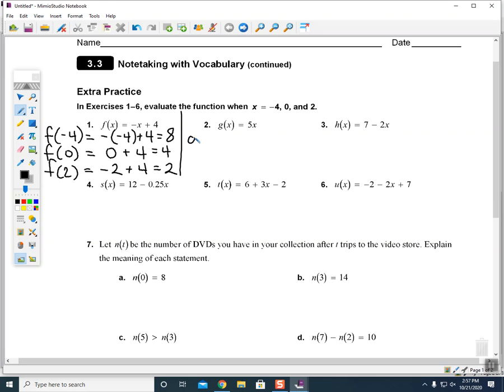Do the same thing for g of x. g of -4 equals 5 times -4. 5 times -4 is -20. g of 0, I have 5 times 0 is just going to give me 0. Last one, g of 2, I get 5 times 2, which gives me 10.